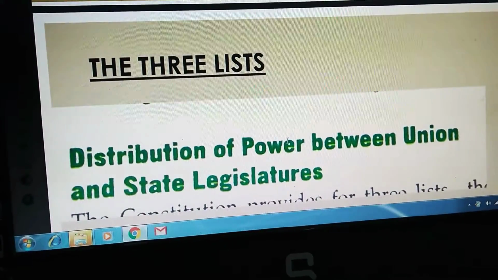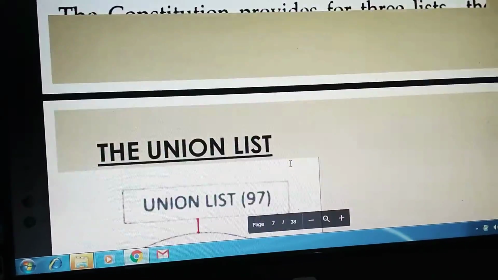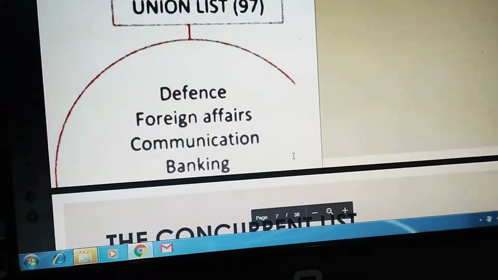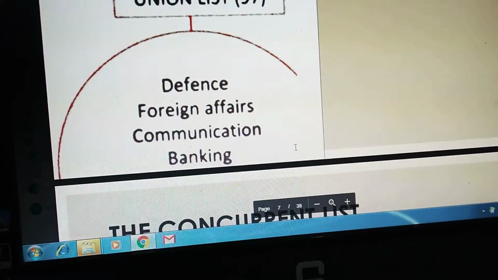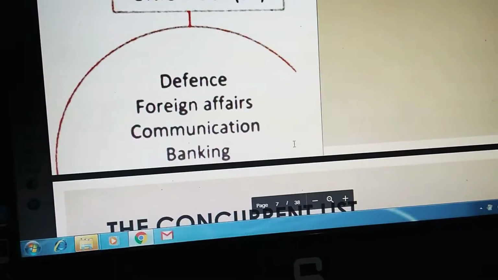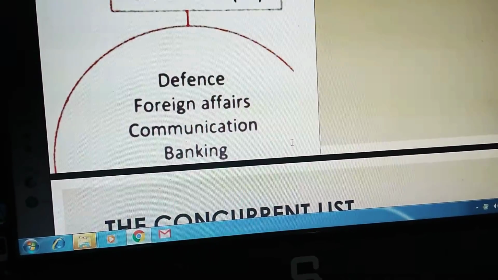First of all, they have made a list. Three lists are there, children. The union list consists of defense, foreign affairs, communication, banking, railways, currency, coinage, citizenship. All this is seen by only and only the union government, that is the central government.